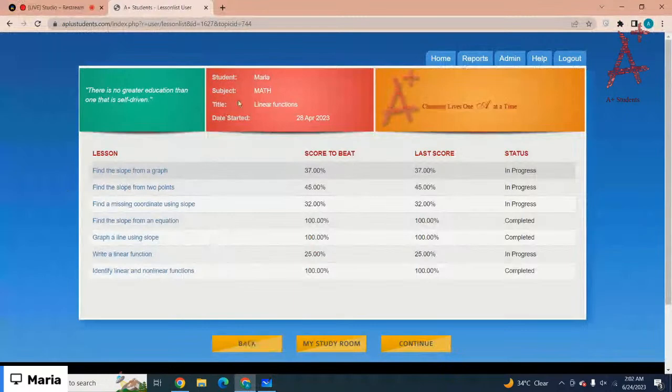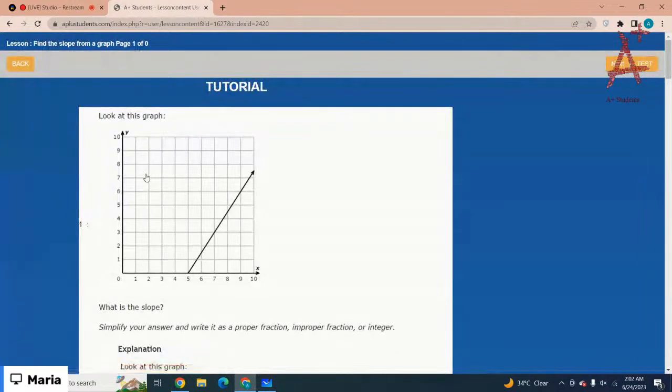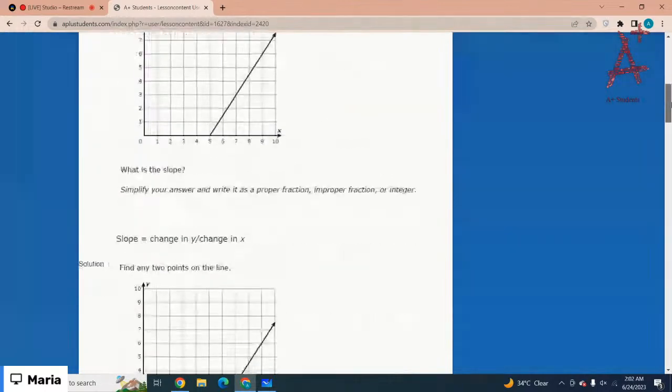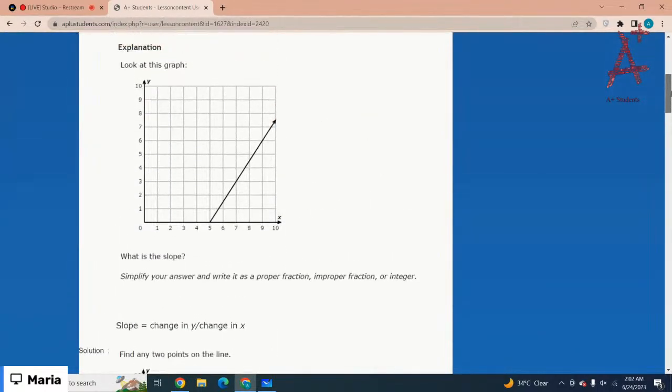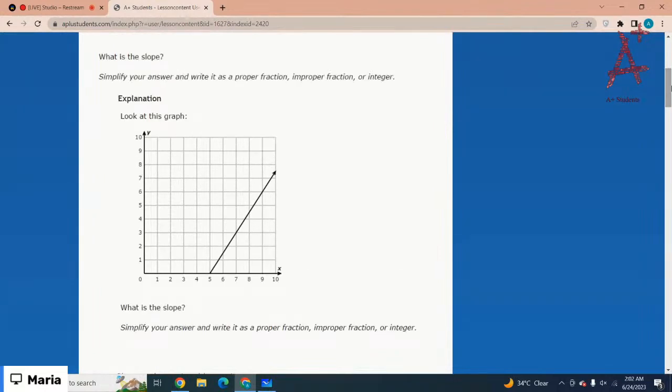Here I'm on grade 7 math. The chapter is linear functions. The lesson is find the slope from a graph. You are given a graph and you have to find its slope. How do you find the slope when you are given a graph? Basically, what is slope? Slope is change in y divided by change in x.